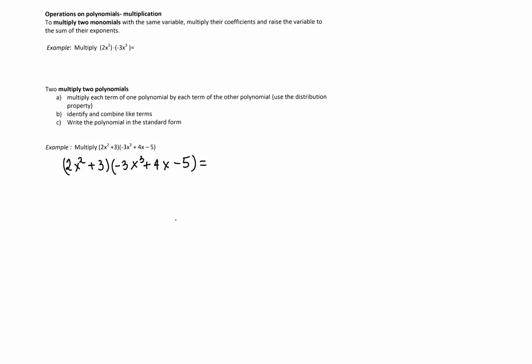We'll discuss here briefly multiplication of polynomials, and we'll start with multiplication of two monomials. Let's look at the example: 2x squared times negative 3x cubed. Two monomials with the coefficients 2 and negative 3, and degrees 2 and 3 respectively.